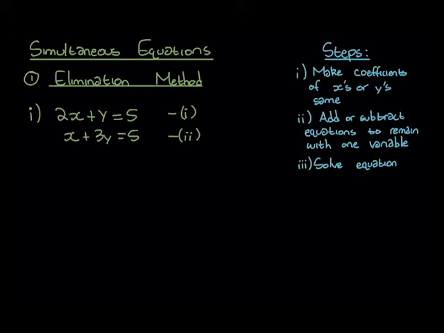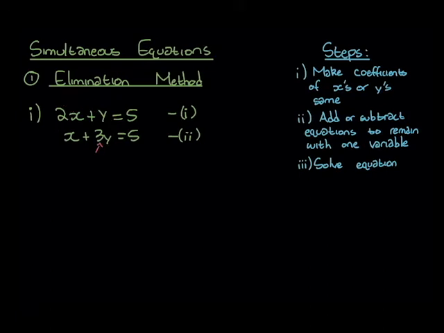Before we go into this, for those that don't know, the coefficients of a variable: for example, the coefficient of x over here is 2, and the coefficient of x over here is 1. The coefficient of y over here is 1, and the coefficient of y over here is 3. So it's basically the number before the variable.